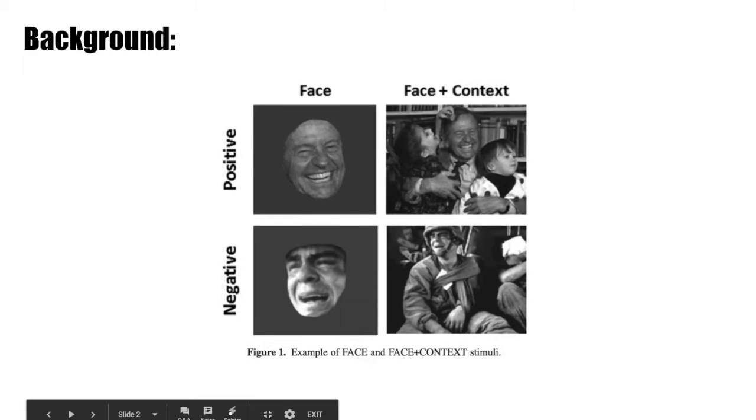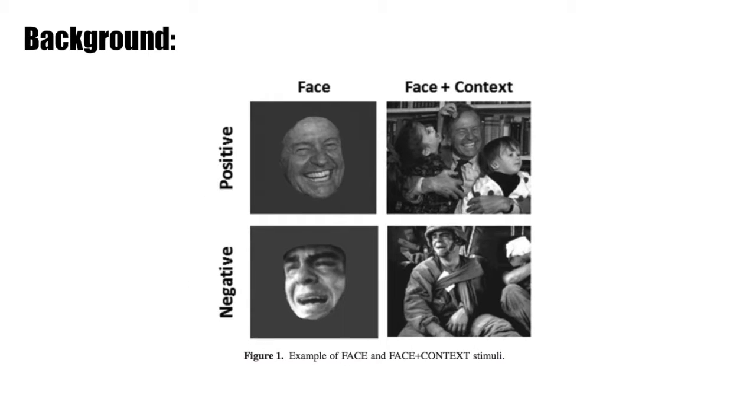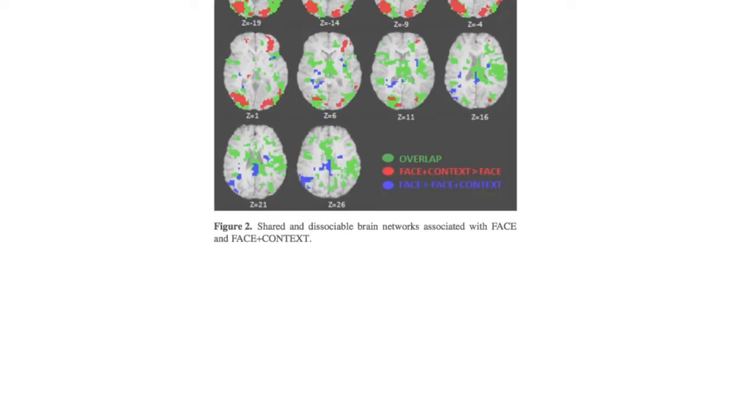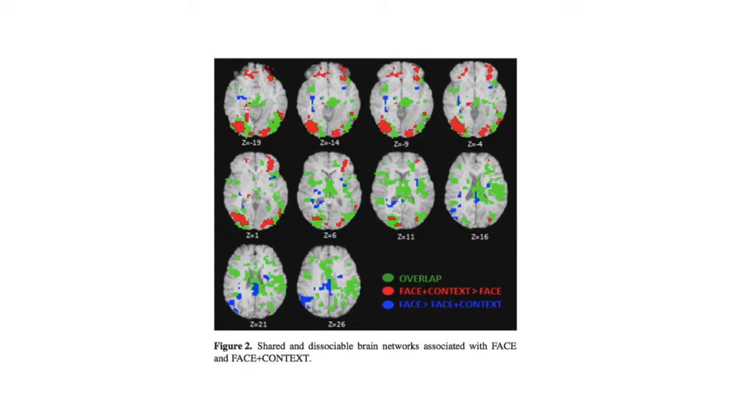The study is important because it shows how emotional faces alone misrepresent real-world context. We know that studies have been done on emotional faces and the regions in the brain that are activated when seeing these faces. But the study shows how different regions in the brain are activated when adding a context to those faces, making them more emotional.